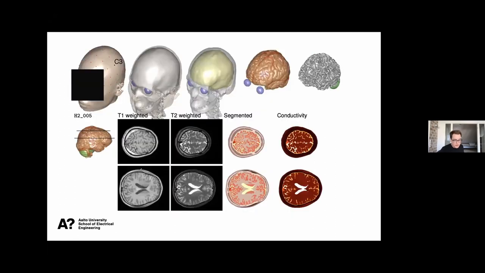After the segmentation, the models look something like this. We have the scalp, this is the skull, and this is the inner surface of the skull. There are also some blood vessels, and the gray matter surface can be seen here. The segmented model is then used to generate the electric conductivity, which is then used for the calculations.